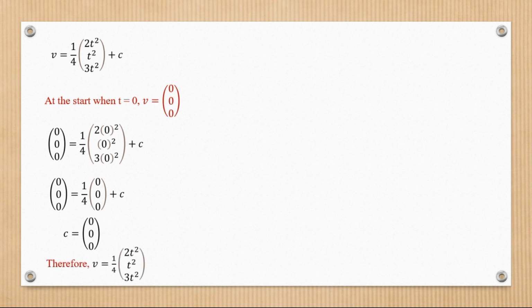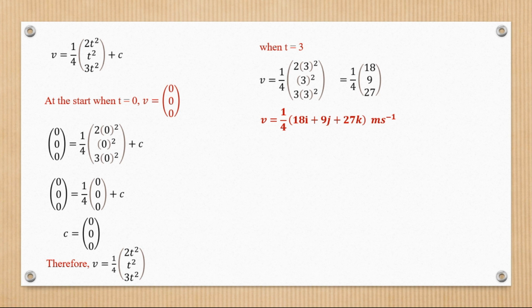So that means that velocity shall actually be equal to only this side right here, which is v equal to a quarter times this, as you have it right there. So now that we know the value of v, we can look at when time t was 3. So we plug in the time 3, and this is what we have. We shall have a quarter times 18i plus 9j plus 27k meters per second, and that is the velocity when time is 3 seconds.